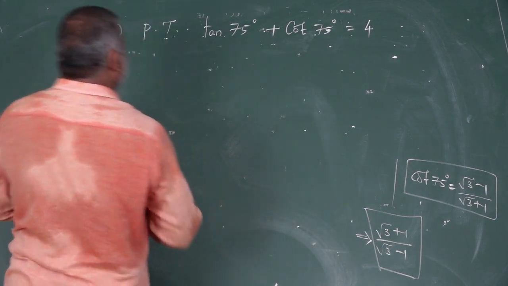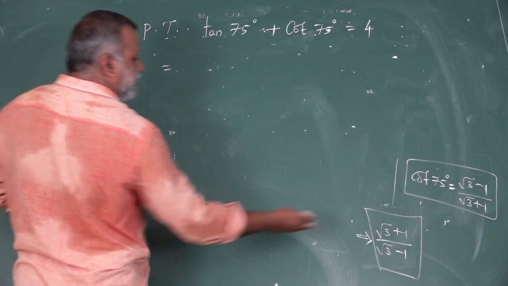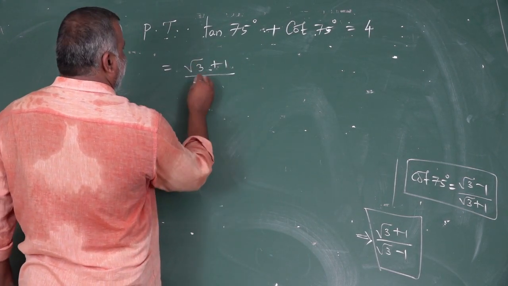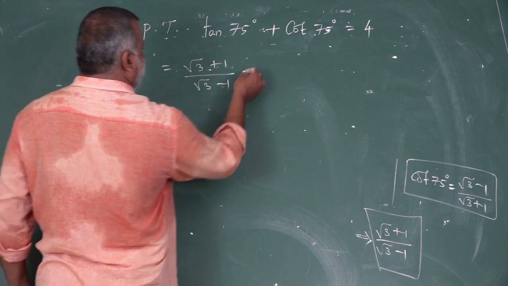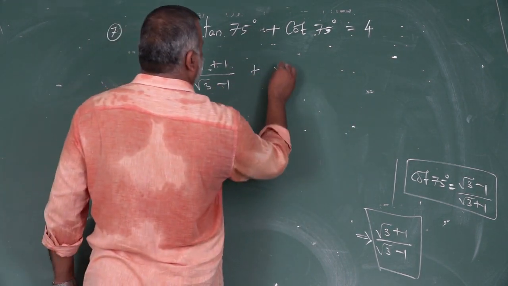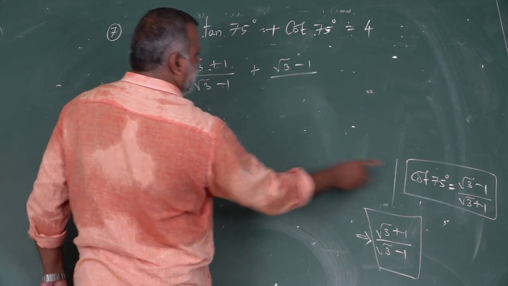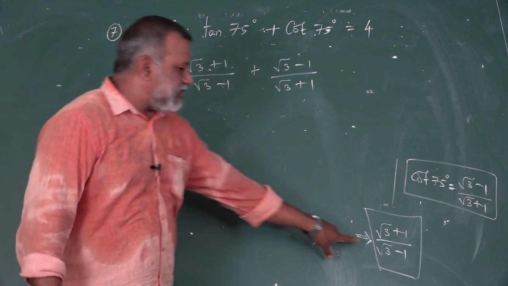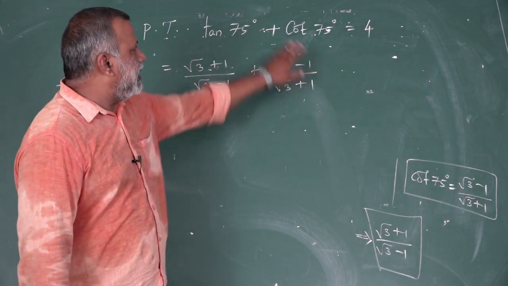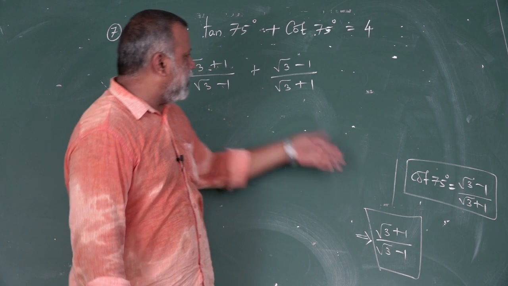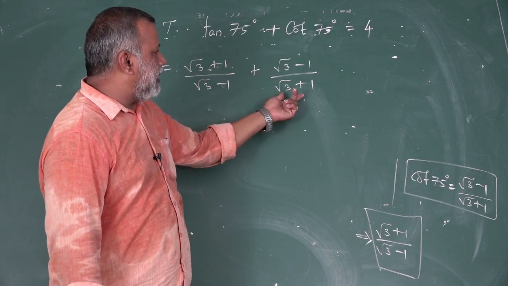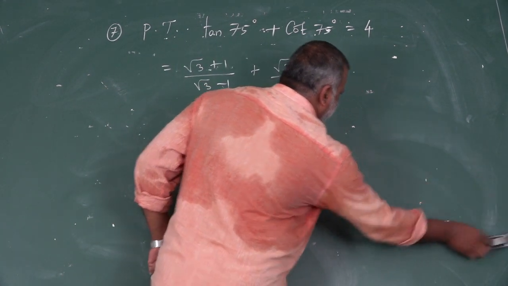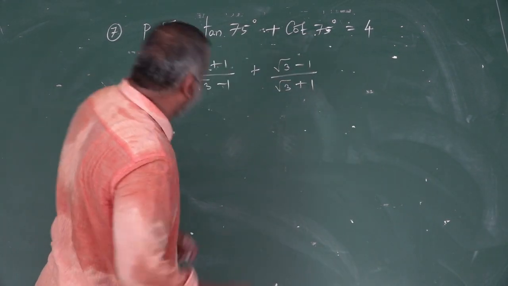I am substituting this value for tan 75. See here, tan 75 is root 3 plus 1 divided by root 3 minus 1, plus, see there, root 3 minus 1 divided by root 3 plus 1. Tan 75 is this value, root 3 plus 1 divided by root 3 minus 1. Then cot 75 means reciprocal of this one. So taking reciprocal, root 3 minus 1 divided by root 3 plus 1. Now we are going to simplify these two values.